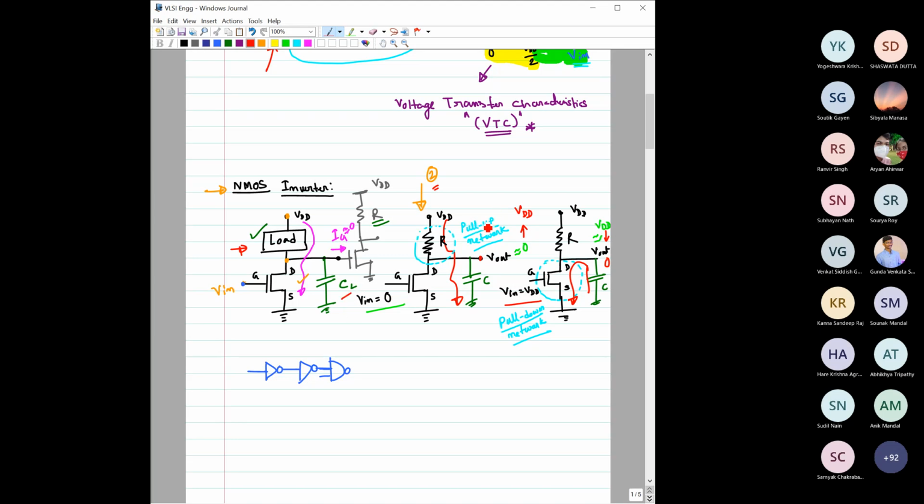We also discussed what we mean by the pull up network and the pull down network. The pull up network is the part through which the capacitor gets charged, and V out will increase from 0 to VDD. The pull down network is the network through which the load capacitor gets discharged, and the output voltage will change from VDD to 0.